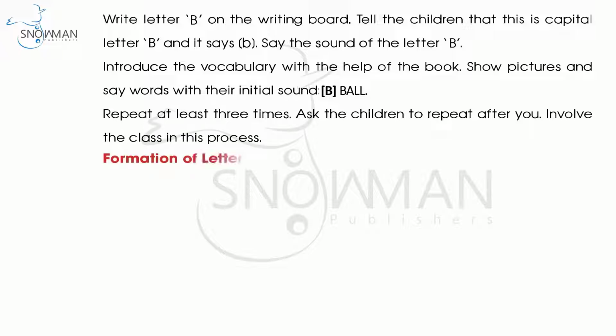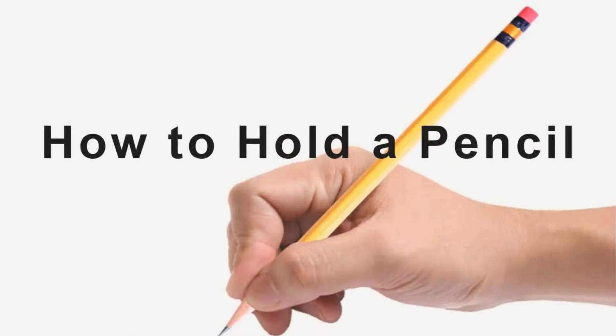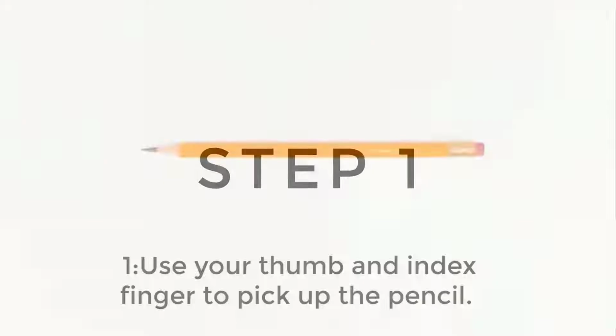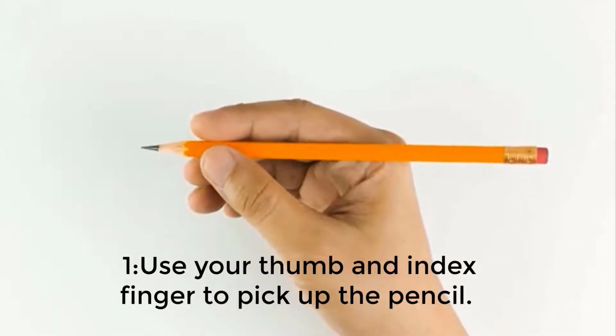Formation of letter B activity. First of all, get attention of the children. Demonstrate how to hold the pencil and sit while writing. How to hold a pencil. Step 1. Use your thumb and index finger to pick up the pencil.